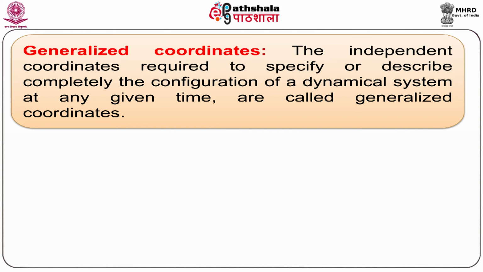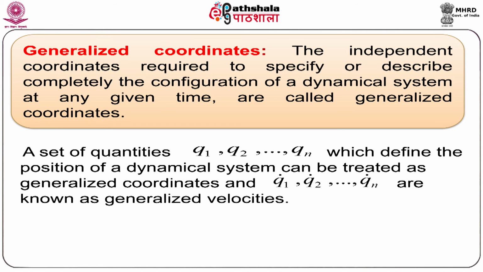Generalized coordinates. The independent coordinates required to specify or describe completely the configuration of a dynamical system at any given time are called generalized coordinates. A set of quantities q1, q2 up to qn which define the position of a dynamical system can be treated as generalized coordinates of that system, and q1 dot, q2 dot up to qn dot are known as generalized velocities. Any set of parameters which gives the unambiguous representation of the configuration of a dynamical system can serve the purpose of generalized coordinates. So, one can use angles, axes, momenta or any set of parameters as the generalized coordinates.